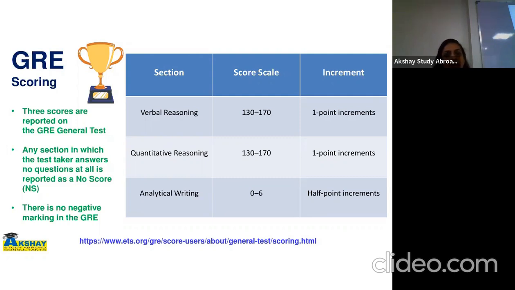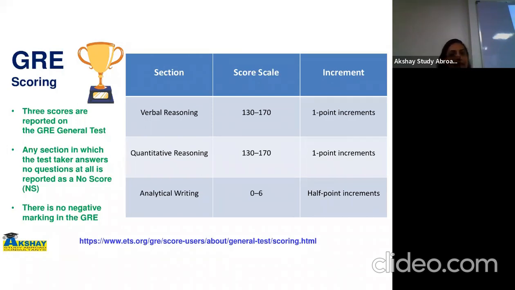Then next is quantitative reasoning, which is again between 130 points to 170 points. So your total score is out of 340 points. Okay. Any score above 300, 305, 310 is considered to be a good score to get into a good university. Especially for STEM programs, your quantitative score is really important.